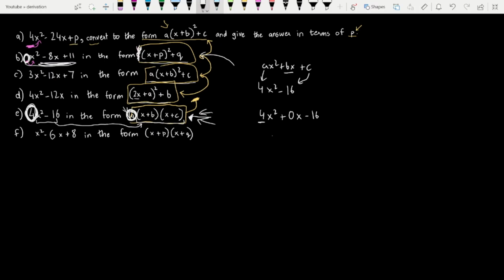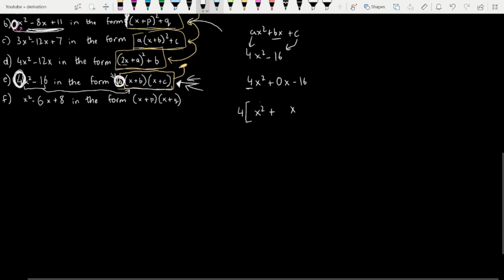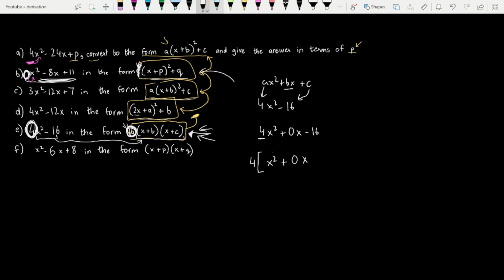So what we're going to do is I'm going to take that 4 common. So if I take that 4 common, I'm left with x squared plus, you can't take 4 common out of 0, so it's just going to be this thing. And anything 0 divided by anything is just 0, so I can write my 0 over here. And then you can take 4 common out of 16. It's just going to be 4.